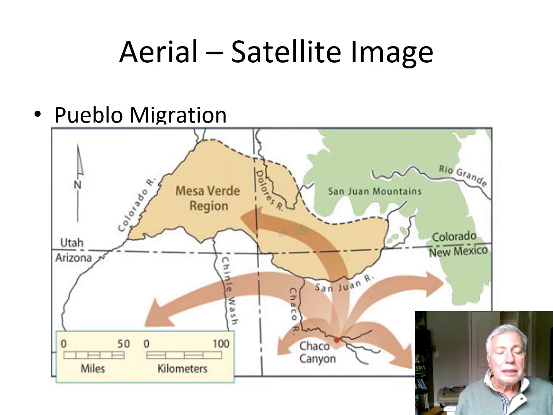Here we have a satellite image, and I'm going to spend a little time here because this is a significant archaeological outcome. And the outcome here is very important because no one had discovered these migration patterns after many decades of studying the Southwest Pueblo and other Indian groups. In fact, the archaeology of North America might be well described initially as the archaeology of the Southwest.